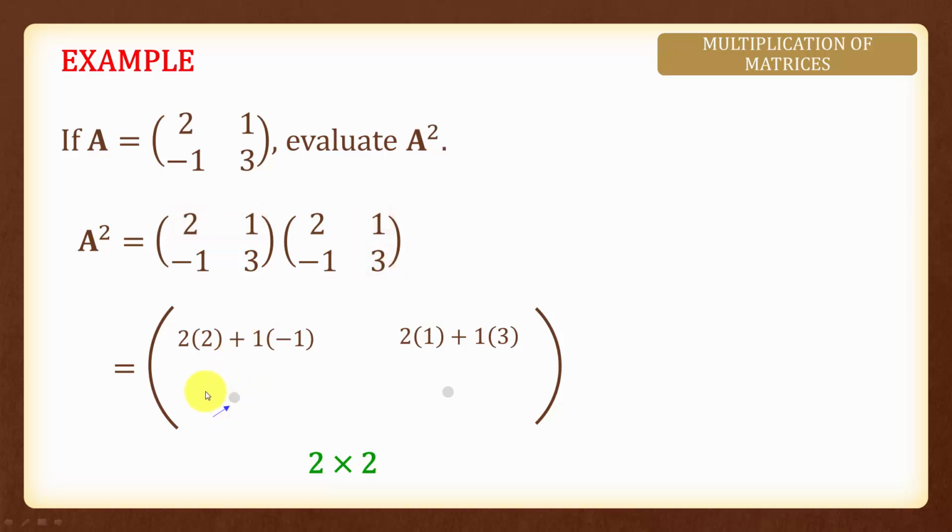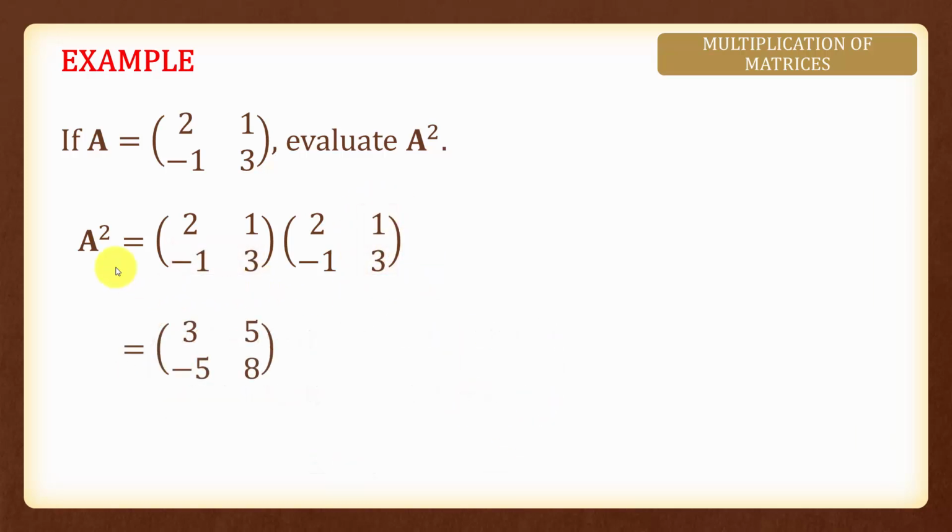To find the elements in the second row, first column, we will multiply the second row with the first column to give us this. And finally, to find the elements in the second row, second column, we will multiply the second row with the second column to give us this. Simplifying, we will have A square equal to 3, 5, -5, 8.